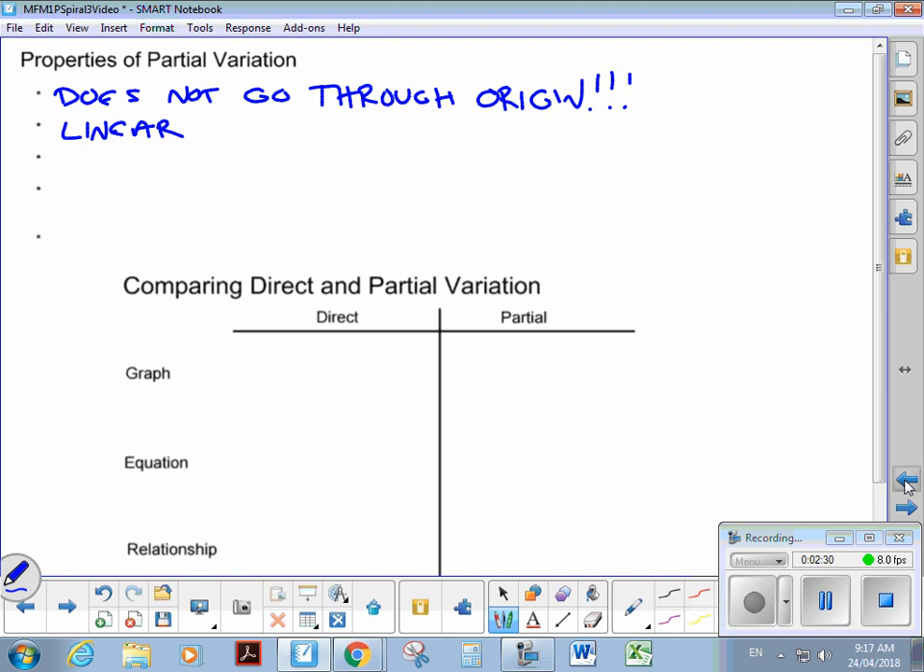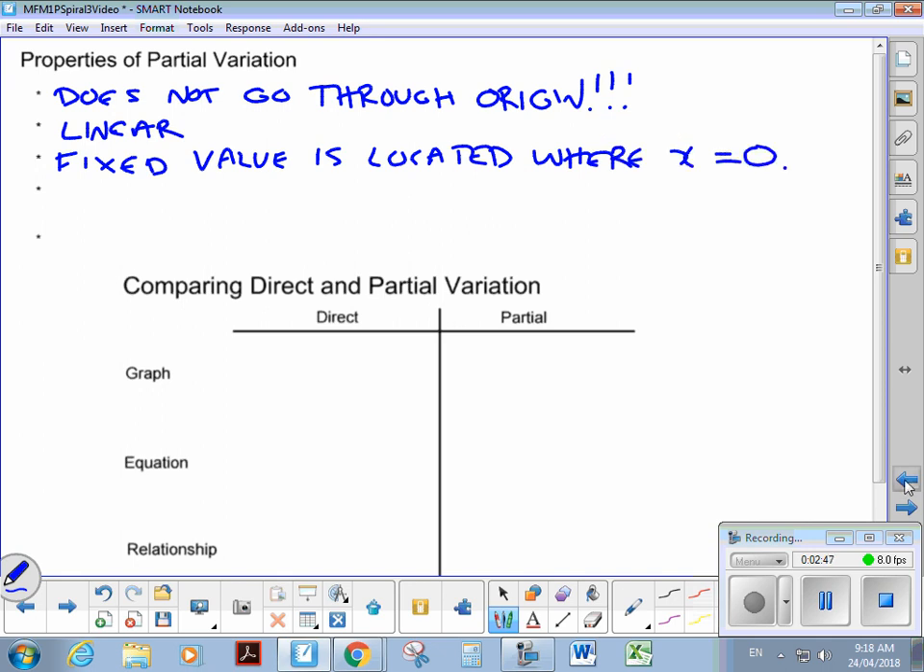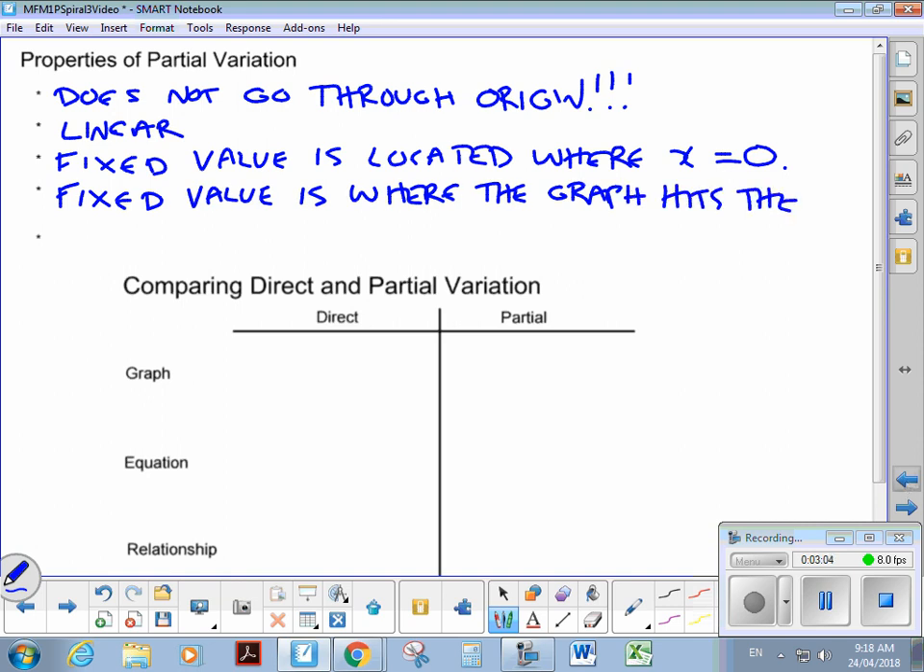The fixed value is located where x equals 0. So in the table of values, wherever your x value is 0, you have the fixed cost. The fixed value is where the graph hits the y-axis.